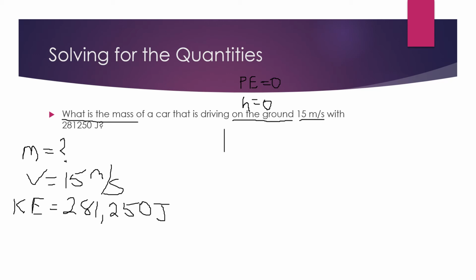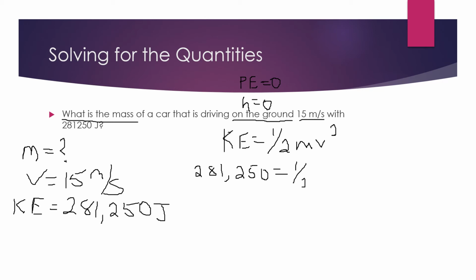So this is what we're going to do. KE equals 1/2 mv squared. So I'm going to plug it in. 281,250 equals 1/2. We're looking for the mass, so we'll do 15 squared. All right. So Pizzuto, I just don't know what to do. Yes, you do. PEMDAS. Let's square that 15. I know 15 times 15 is 225.